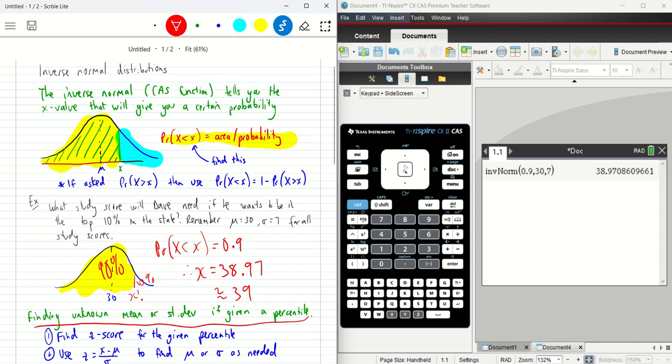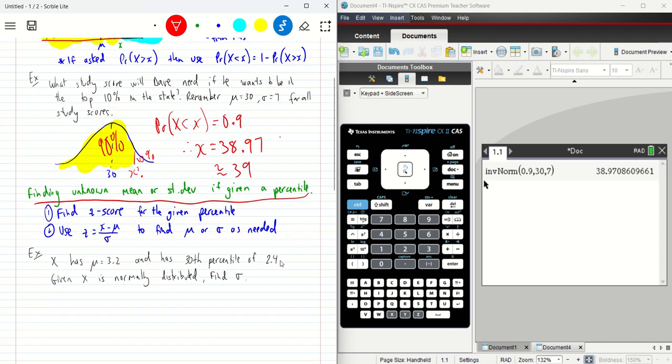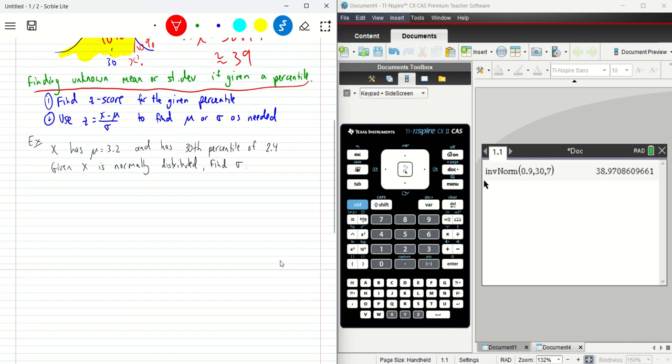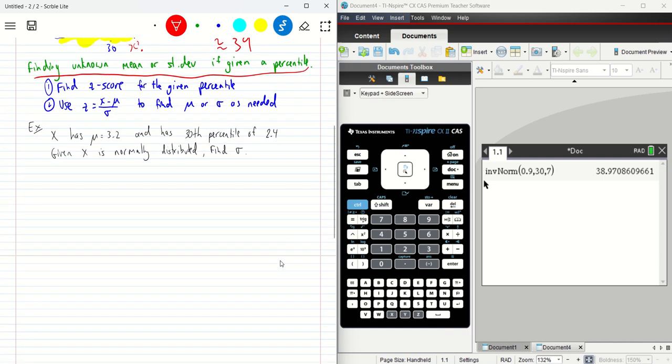We just remember that for any value that we're trying to find, it's less than that. So the area is 90% under that curve. Hope that makes sense. That's all there is to the inverse normal function, but I just want to also share with you a different type of question that you could get and that they like throwing at you.